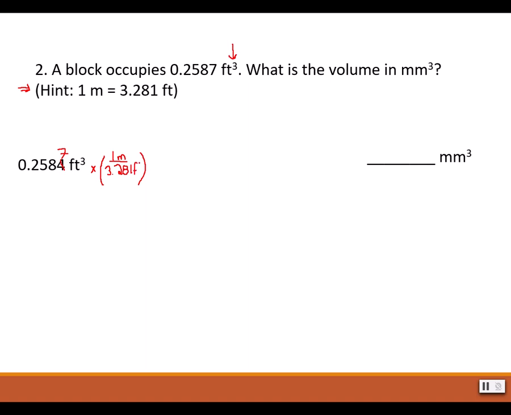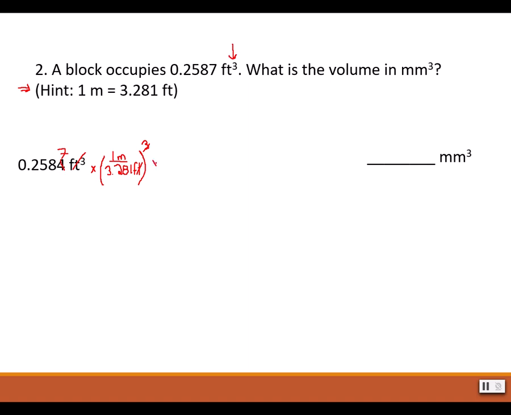So my feet units cancel, but I need that to be cubed. So I'm going to cube both my numerator and denominator of that conversion factor by putting a little cubed out there. So just as 1 meter is equal to 3.281 foot, I can say that 1 meter cubed is equal to 3.281 foot cubed. And that's great. That's helpful because now, hey, my foot cubed units can cancel, and I'm left with meter cubed.